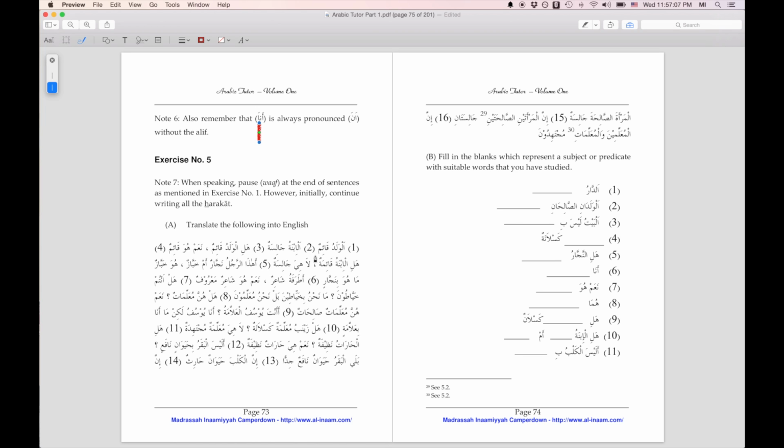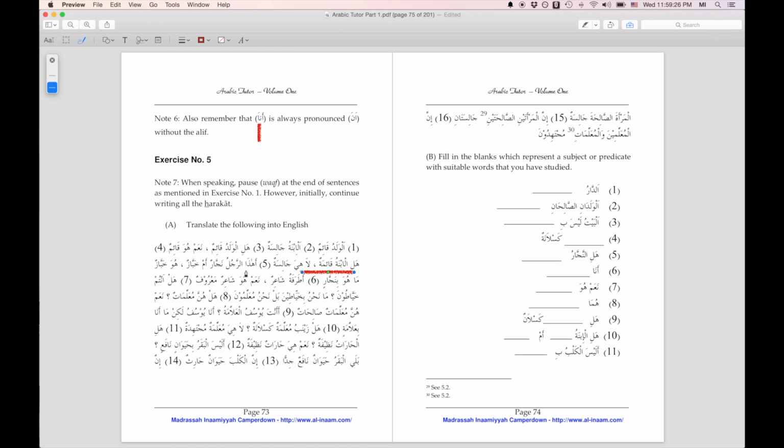Al-waladu qa'imun. So you should read it al-waladu qa'im. The boy is standing. Al-ibnatu jalisatun. The daughter is sitting. Hal al-waladu qa'im? Is the boy standing? Na'am, wa qa'im. Yes, he is standing. Number 4. Hal al-ibnatu qa'ima? Is the daughter standing? La, hiya jalisa. No, she is sitting.